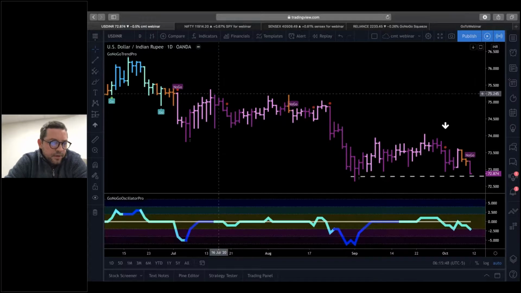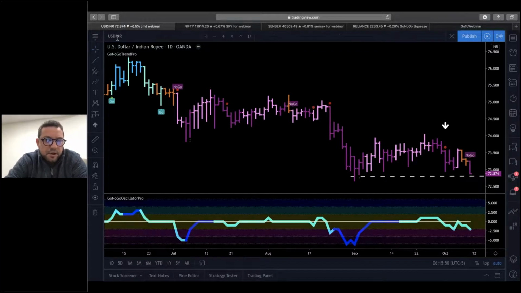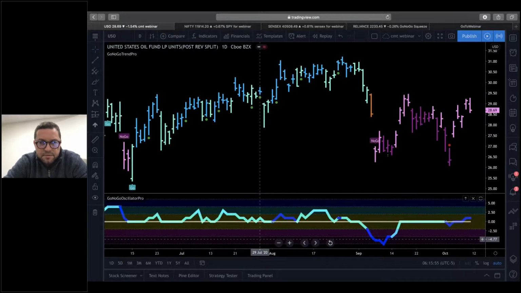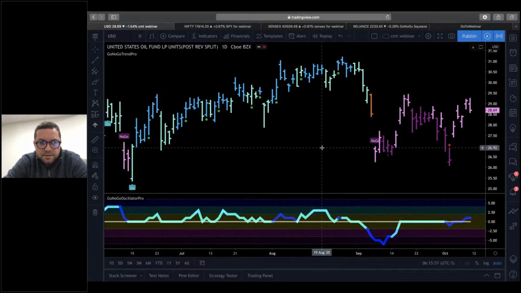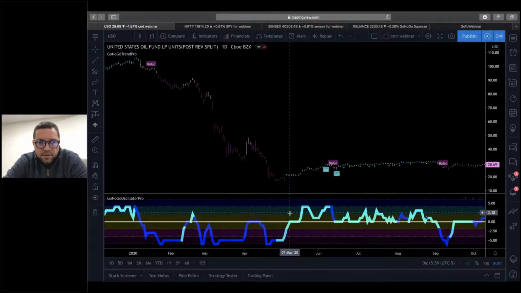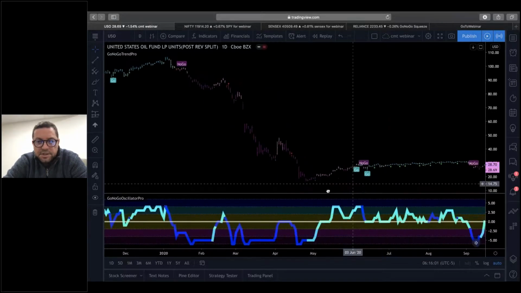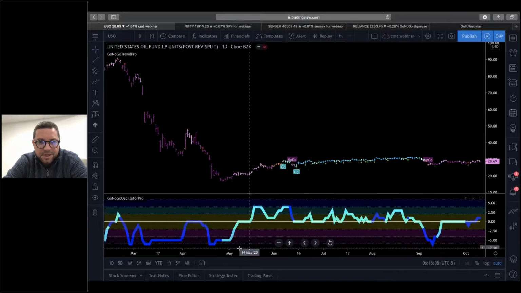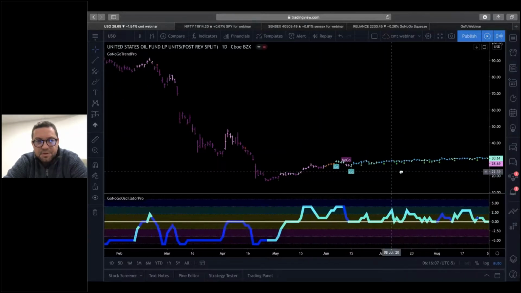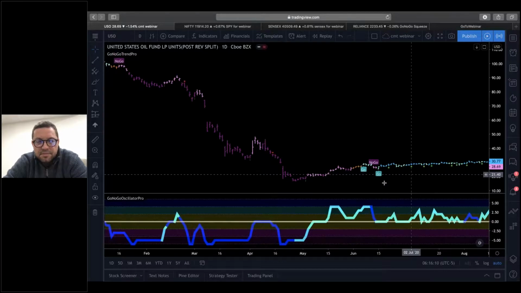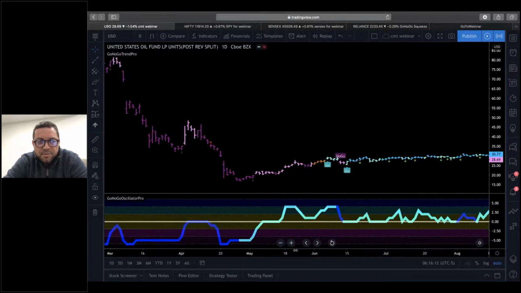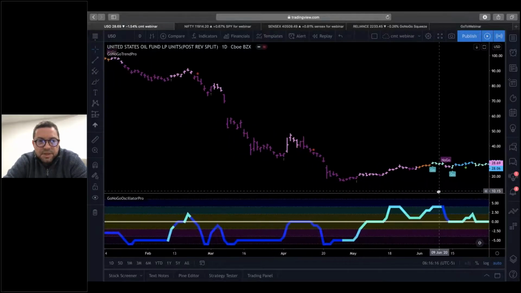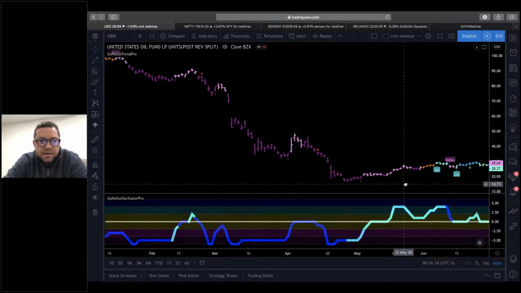If I quickly pull up an oil ETF, it's very hard to see the uptrend here because the scale has been thrown off by the massive crash in oil, and we'll see that as a bit more of an uptrend in a minute when I zoom forward. But this was just an example of the identification of the trend using GoNoGo.